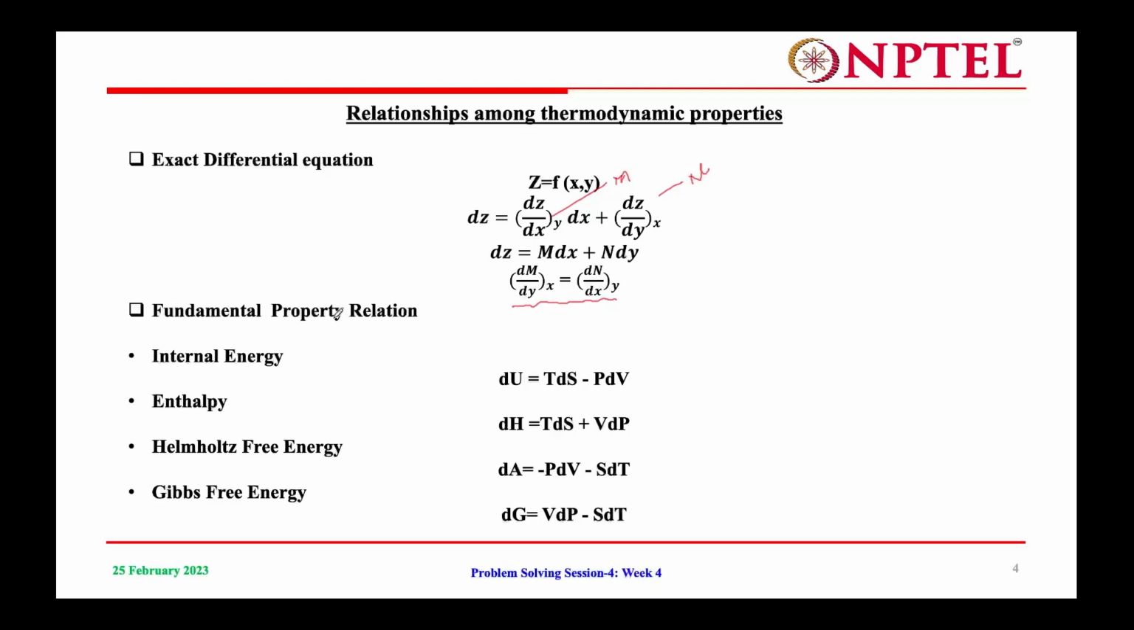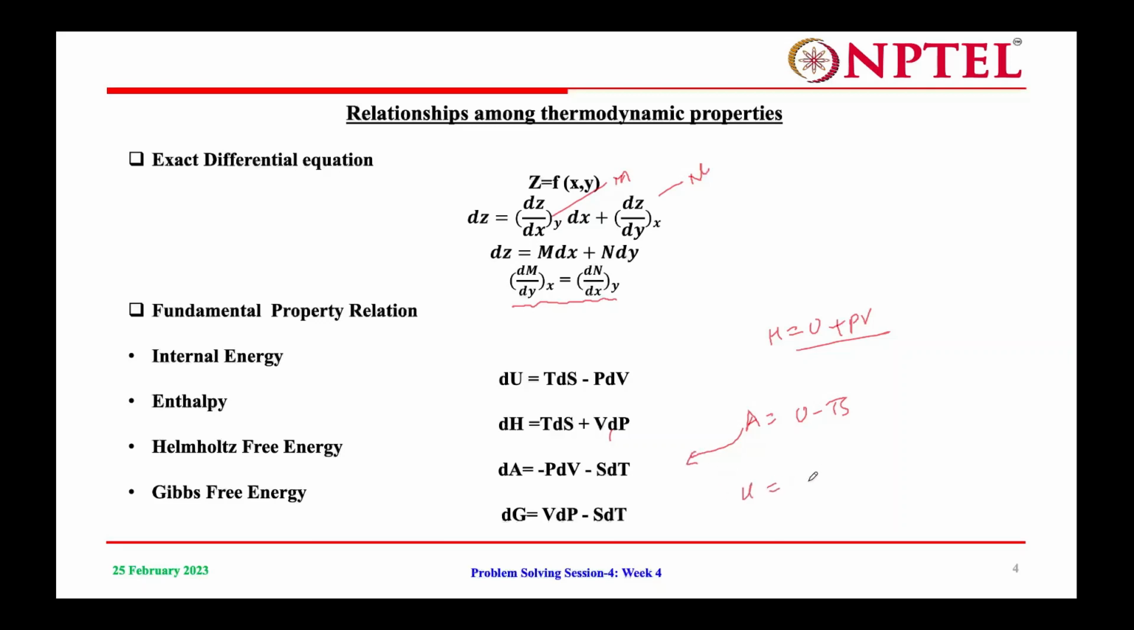So here are the fundamental properties: internal energy, enthalpy, Helmholtz free energy, Gibbs free energy. dU is equal to TdS minus PdV, then dH equals TdS plus VdV, like H equals U plus PV. You put the U value here and you get TdS plus VdP. Then dA is equal to minus PdV minus SdT. Similarly, put all the relations in the starting expression, like A equal to U minus TS, and you will get this.